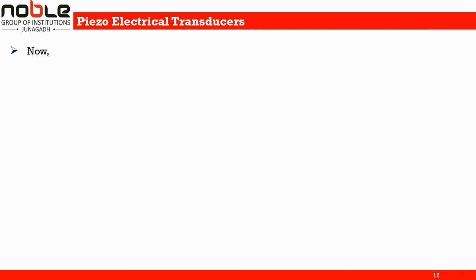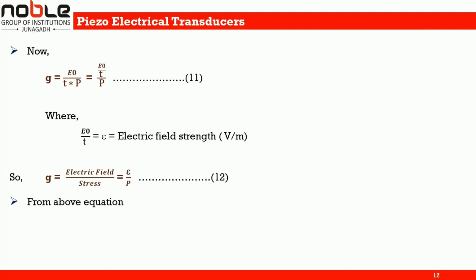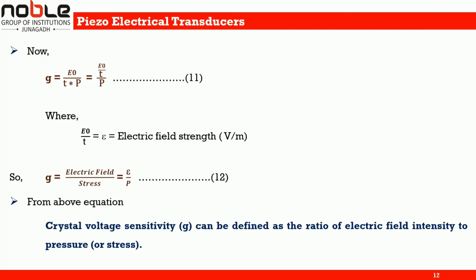Now G is equal to E0 divided by TP. So E0 divided by T whole divided by P, that is equation number 11, where E0 divided by T is equal to epsilon, the electric field strength in volt per meter. So G is equal to electric field divided by stress, which is equal to epsilon by P. That is equation number 12. From the above equation, crystal voltage sensitivity G can be defined as the ratio of electric field intensity to pressure or stress. Now, let us see some of the properties of piezoelectric crystal.